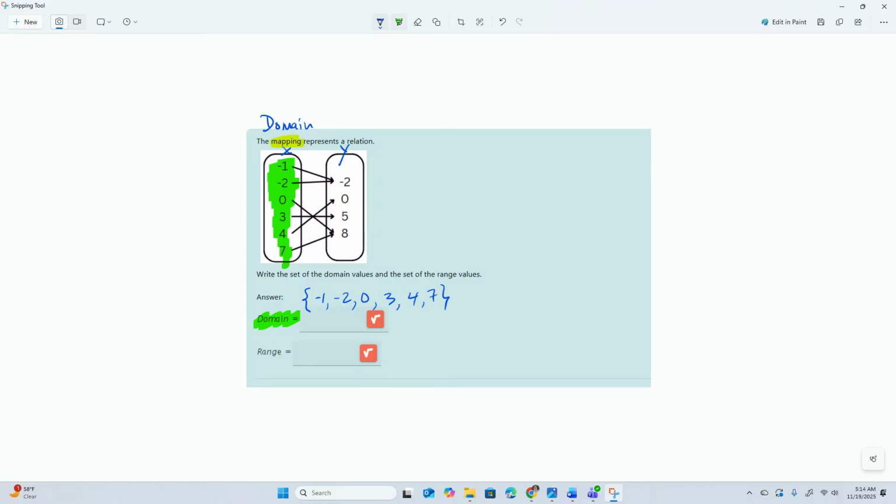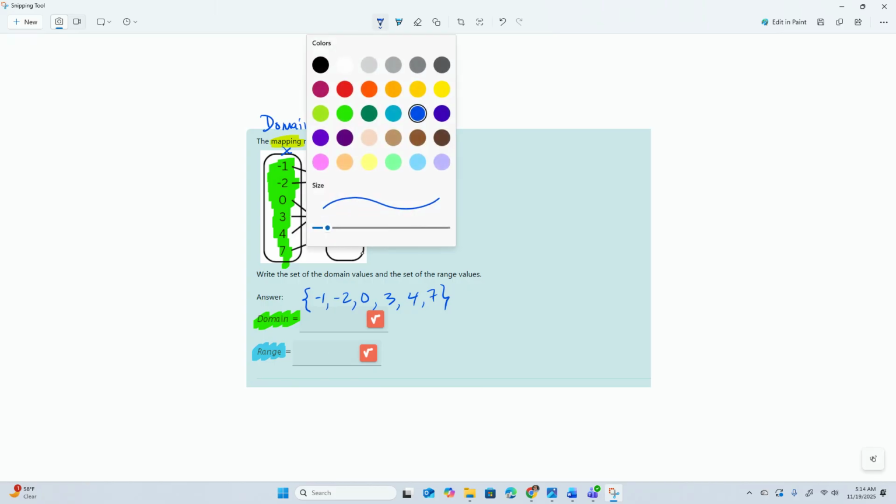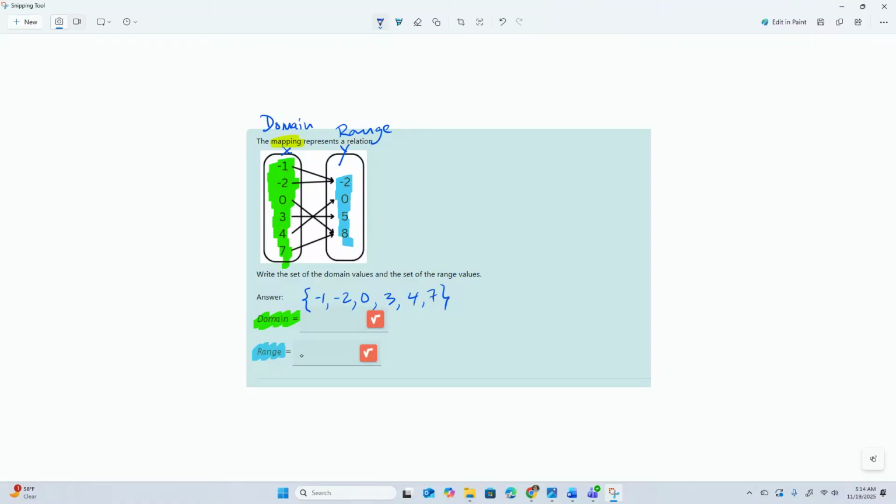And then all the numbers that are inside the Y, see, all of these, okay, that will be the range. So another name for the Y is the range. Okay, so again, inside here, you're going to put the braces, and you're going to put the numbers. You're going to list all the numbers separated by commas. -2, 0, 5, 8. And that's how you do problem number 3.